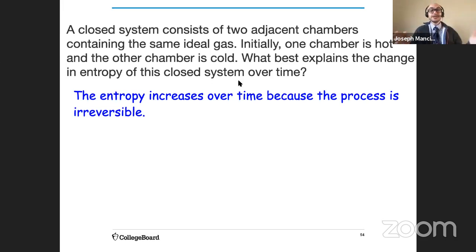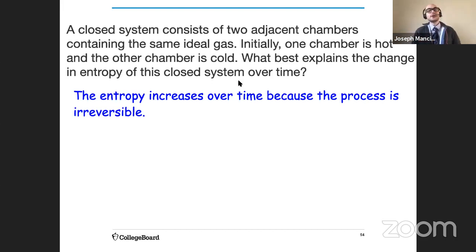Well, the entropy would increase. The process is irreversible. The process of reaching thermal equilibrium is directional. We expect heat to flow from hot things to cold things. That is the direction of spontaneous energy flow. Heat will never spontaneously flow from one thing at room temperature to another thing initially at room temperature. That doesn't make sense.